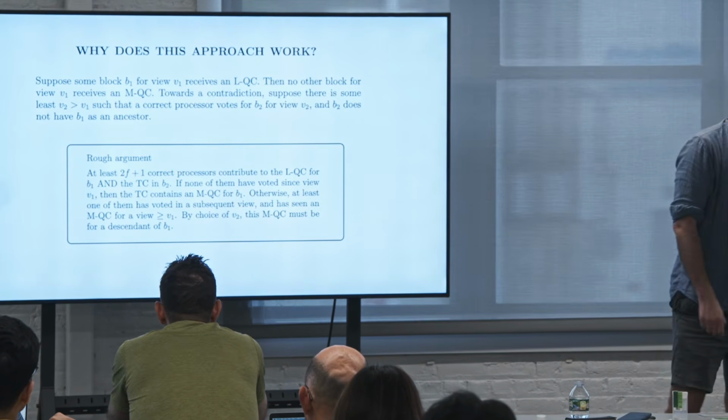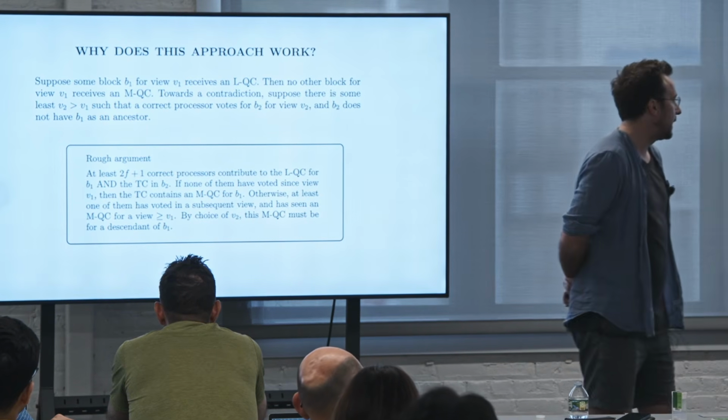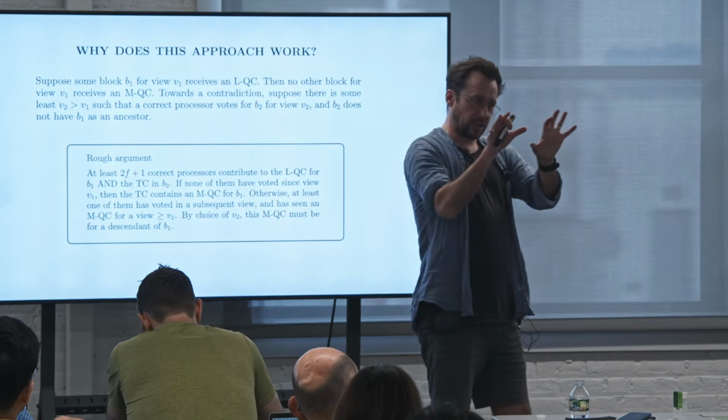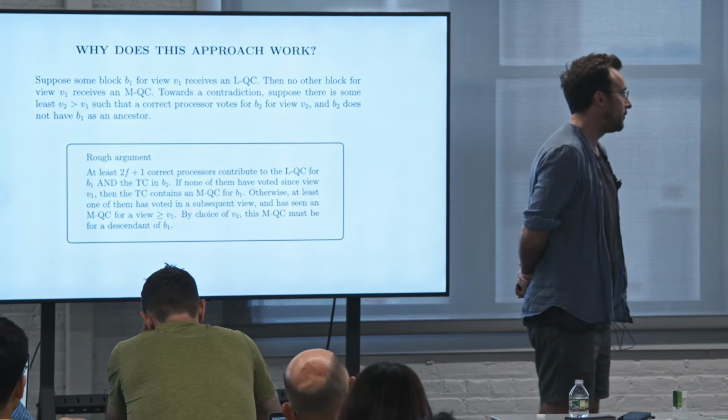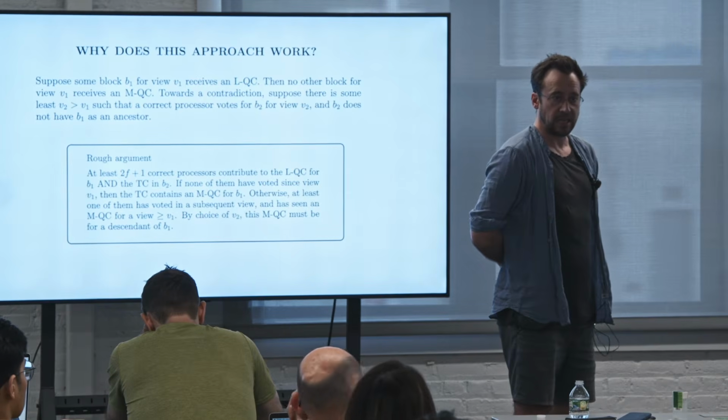Okay, the rough argument now is going to be as follows. If you do this sort of core intersection argument, we'll find that at least 2f plus 1 correct processors contribute to the LQC for B1 and the TC included in B2.